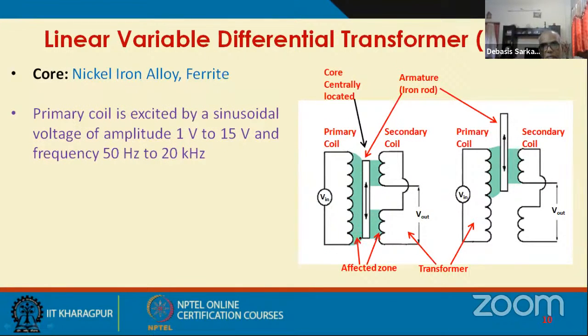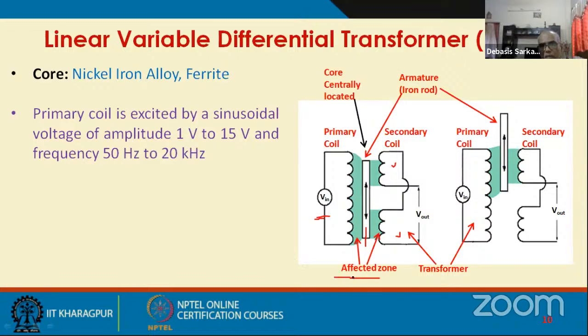So this is the core. Let us say this is the soft iron core. Typically it is, say, nickel iron alloy or ferrite. And this is the primary coil, and these are two secondary coils connected in series opposition. The primary coil is excited by a sinusoidal voltage of amplitude 1 volt to 15 volt and frequency 50 hertz to 20 kilohertz.